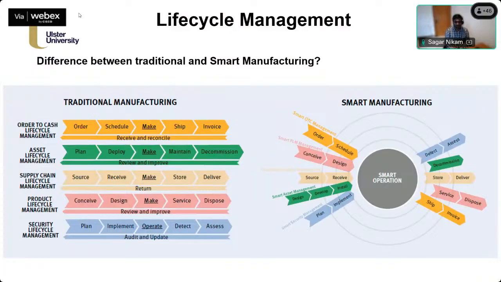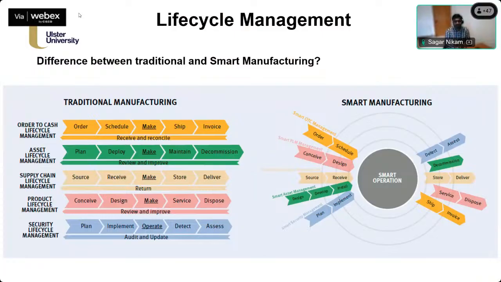So when we talk about lifecycle management in traditional manufacturing and smart manufacturing, you can see the figure on the screen. The left one is the traditional manufacturing, where you can see a lot of different aspects like order to cash, or assets, or supply chain, or it could be product. They're all broken into different chains or different cycles, so there was no integration between them. The reason behind this was the lack of development in sensors, lack of development in the technology that can help us to get some informed decisions.